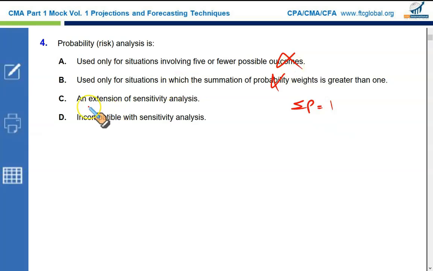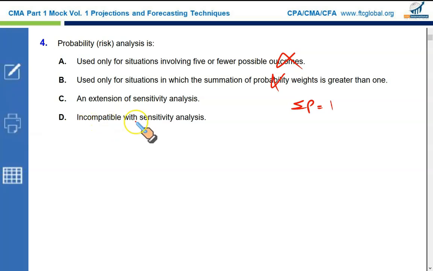C. Probability analysis is an extension of sensitivity analysis. That is absolutely right. Probability analysis is an extension of sensitivity analysis. Why? Because sensitivity analysis uses a trial and error method in which the sensitivity of the solution to changes in variable is calculated, and that is what the probability analysis is all about. So they are the same, or one is the extension of the other.